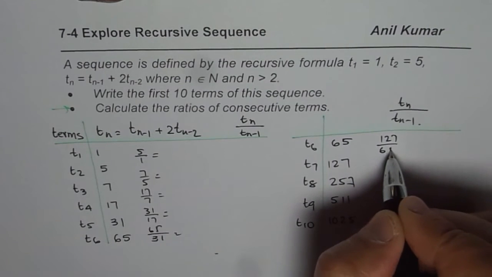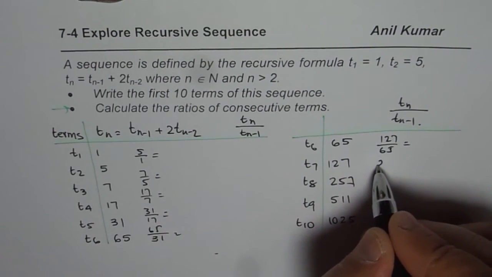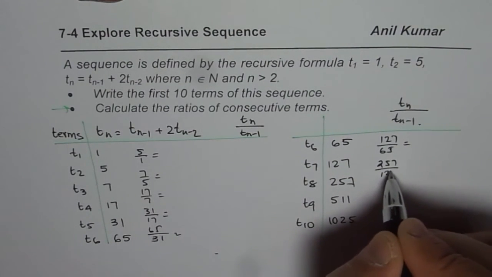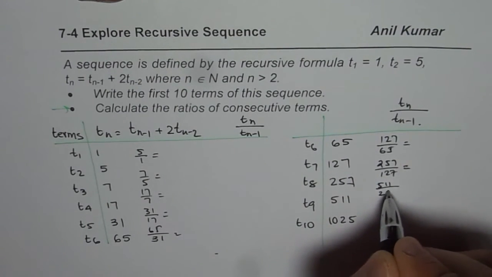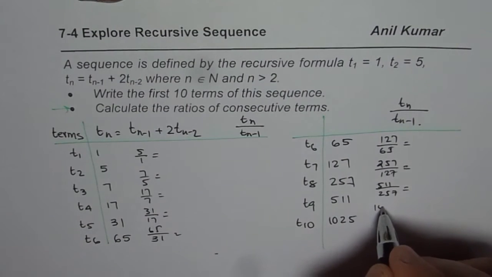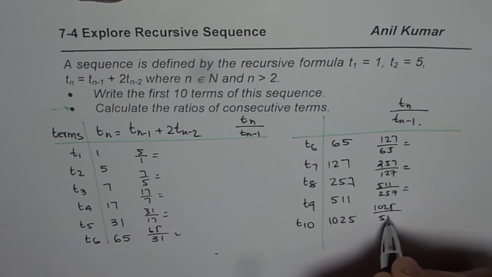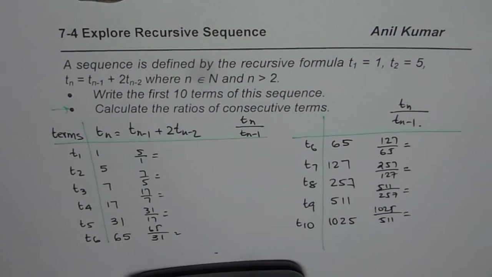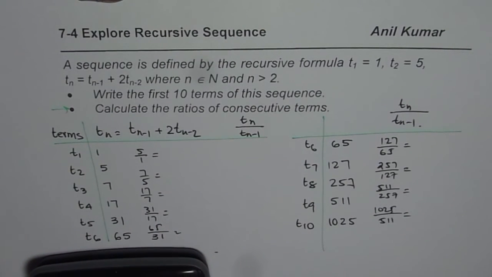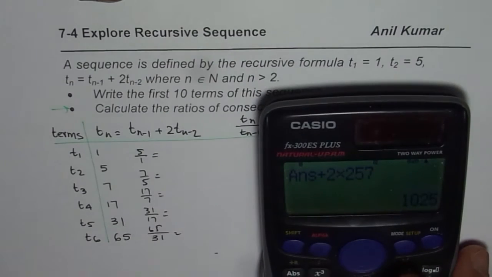We'll use the calculator to calculate these answers. 127 divided by 65, 257 divided by 127, 511 divided by 257, and then 1025 divided by 511, right? So we have to do all these calculations. I'll recommend you to do all these calculations in detail. Let me do some of them for you, right?